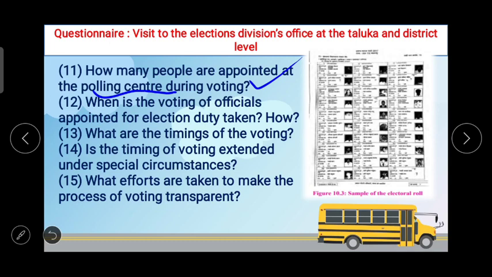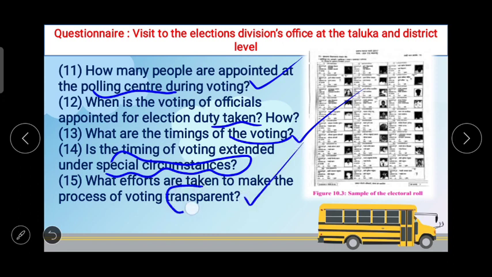When is the voting of officials appointed for election duty taken and how? What are the timings of the voting and how people will know about this? ये भी एक हो सकता है. Is the timing of voting extended under special circumstances? What efforts are taken to make the process of voting transparent? This one is very important.